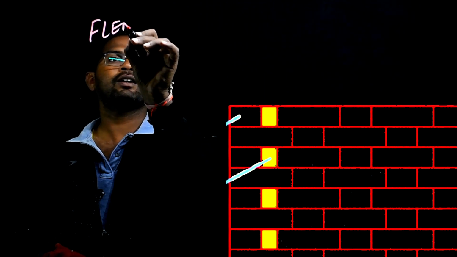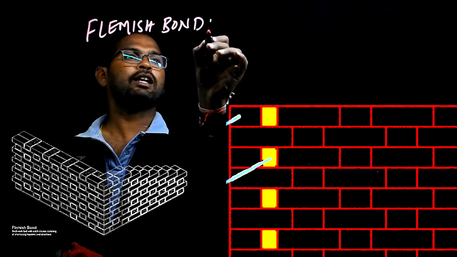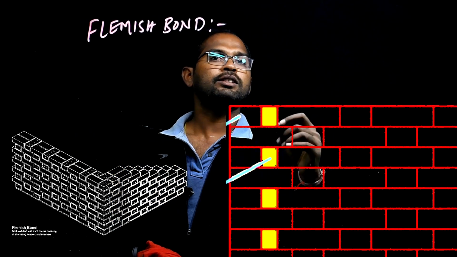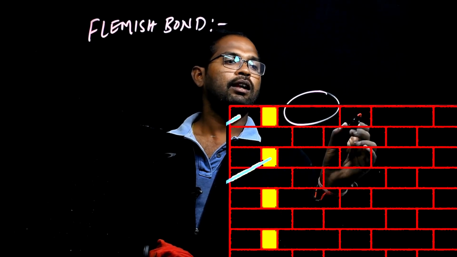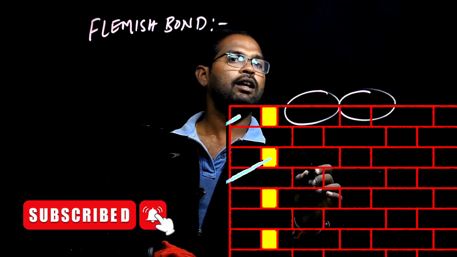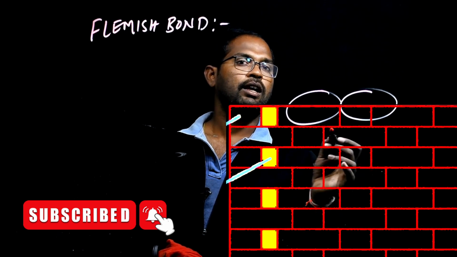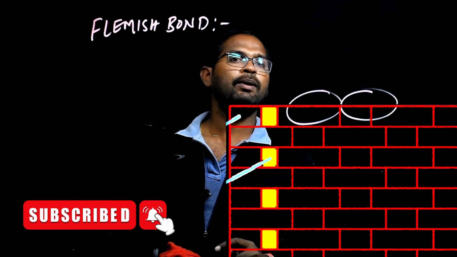Flemish bond. In this Flemish bond, the brick arrangement will be with alternate headers and stretchers. Meaning if you arrange a header, alternately we are arranging a stretcher. Like that, header and stretcher will be arranged.